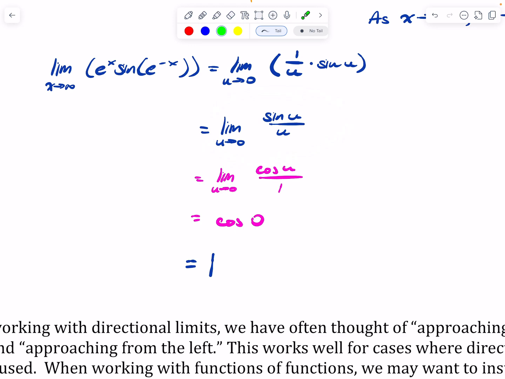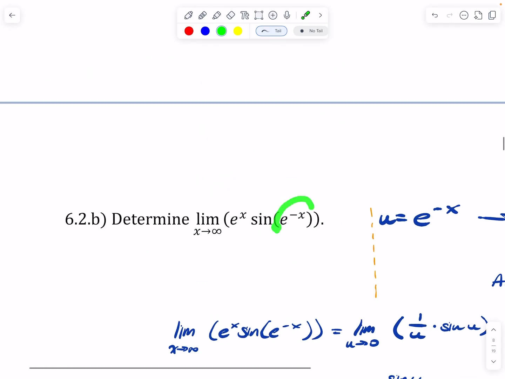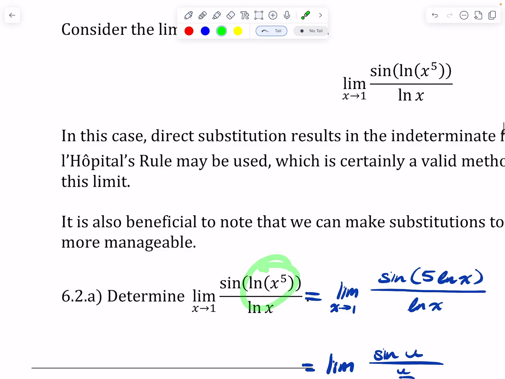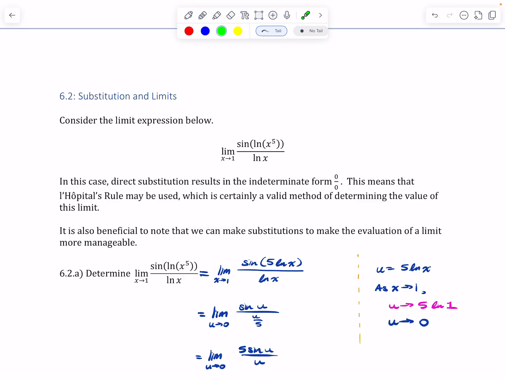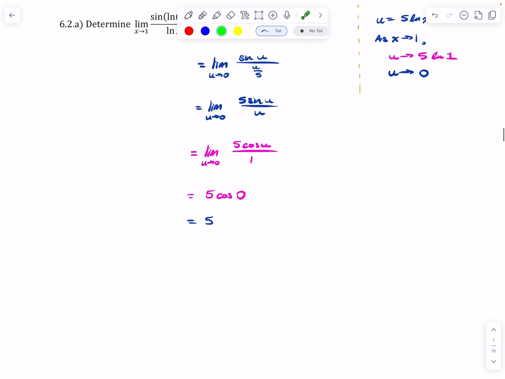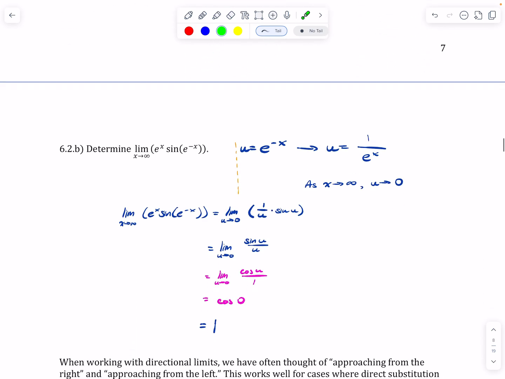So when we work with directional limits, we've always thought of approaching from the right and approaching from the left, which can be handy, and works well when direct substitution can be used. When we do have functions of functions, we might want to be considering what's happening in each nested layer with more of a consideration of: are we approaching from a higher value or a lower value?